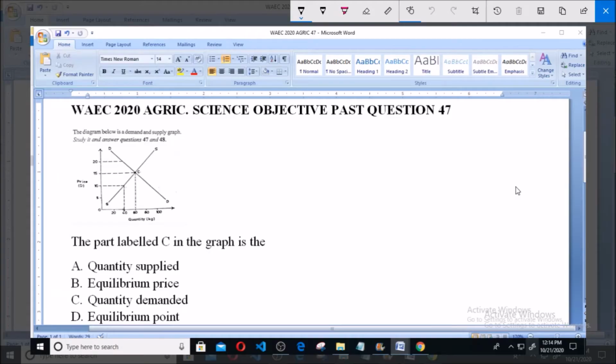Hello and welcome. I will be answering WAEC 2020 AGRIC Science Objective Part Question 47. So you have a diagram here showing a demand and supply graph. The part labeled C in the graph is the A, quantity supplied, B, equilibrium price, C, quantity demanded, D, equilibrium point. So you have two lines here in the graph.